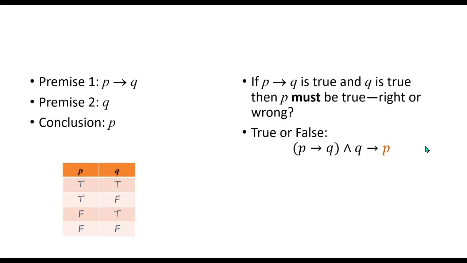Let's make a truth table. Remember, we've got to have a row in the table for each possible value of the simple statements P and Q. So that's 4 rows altogether.